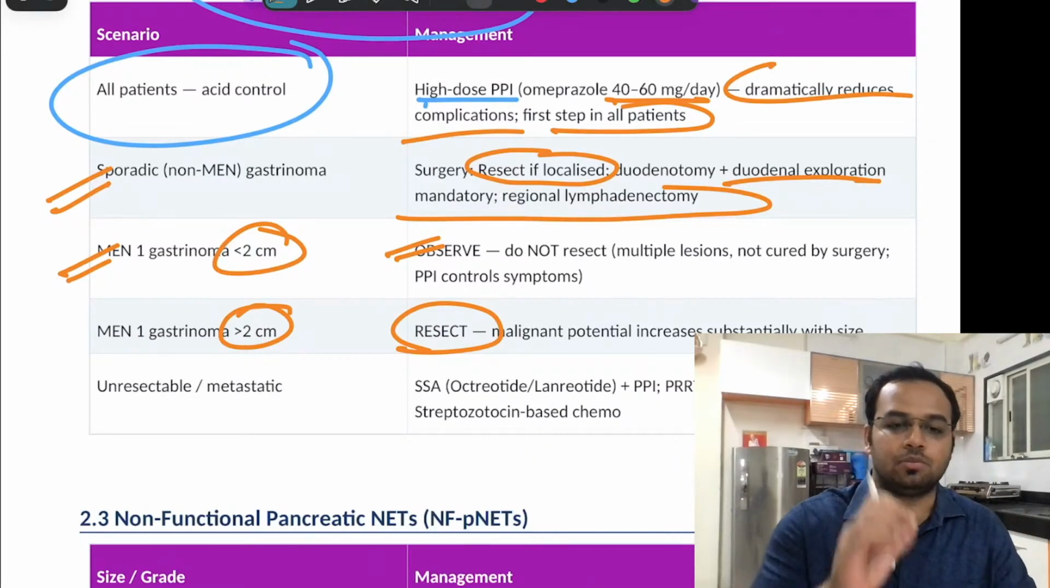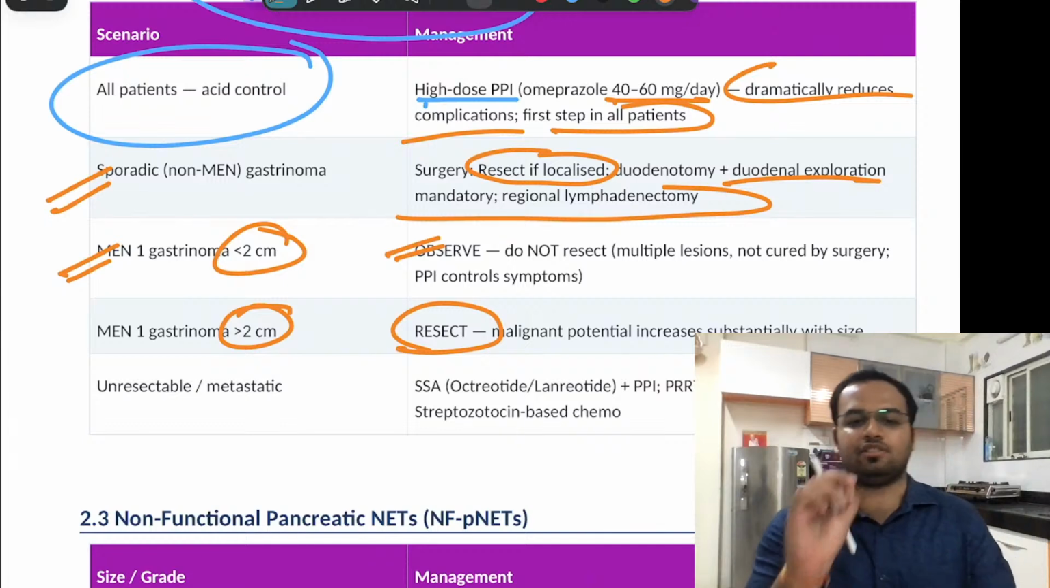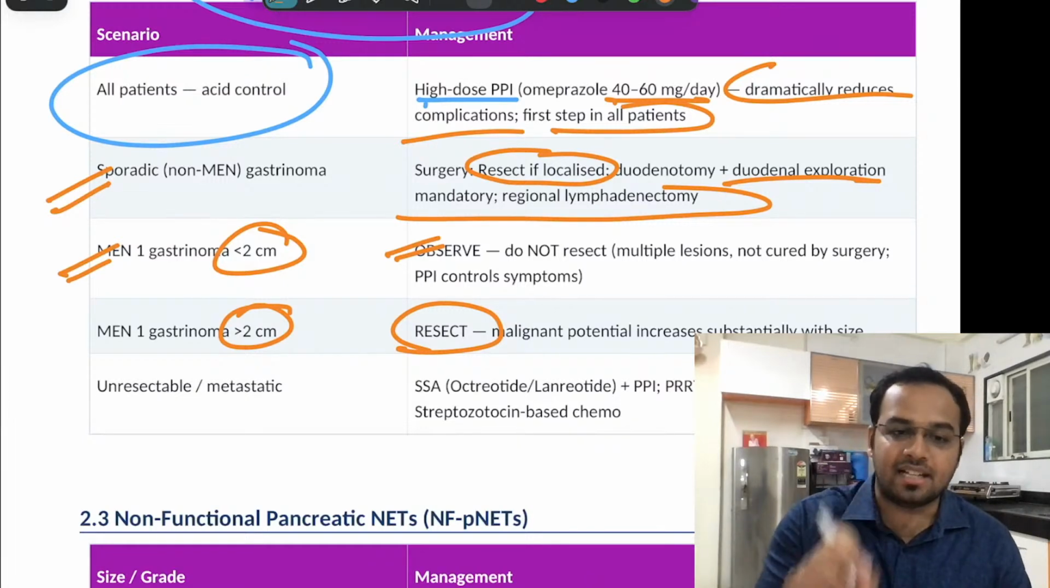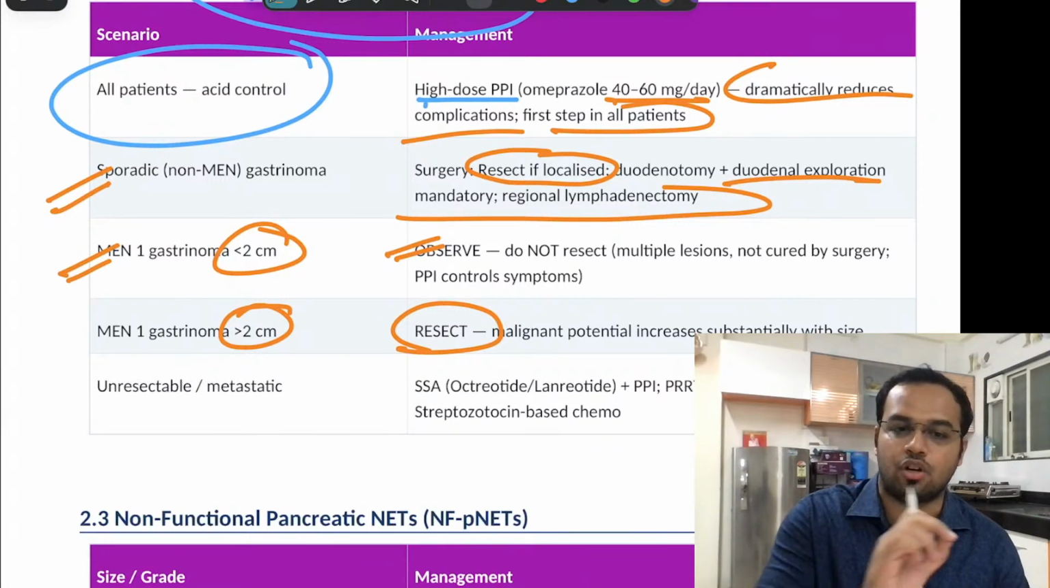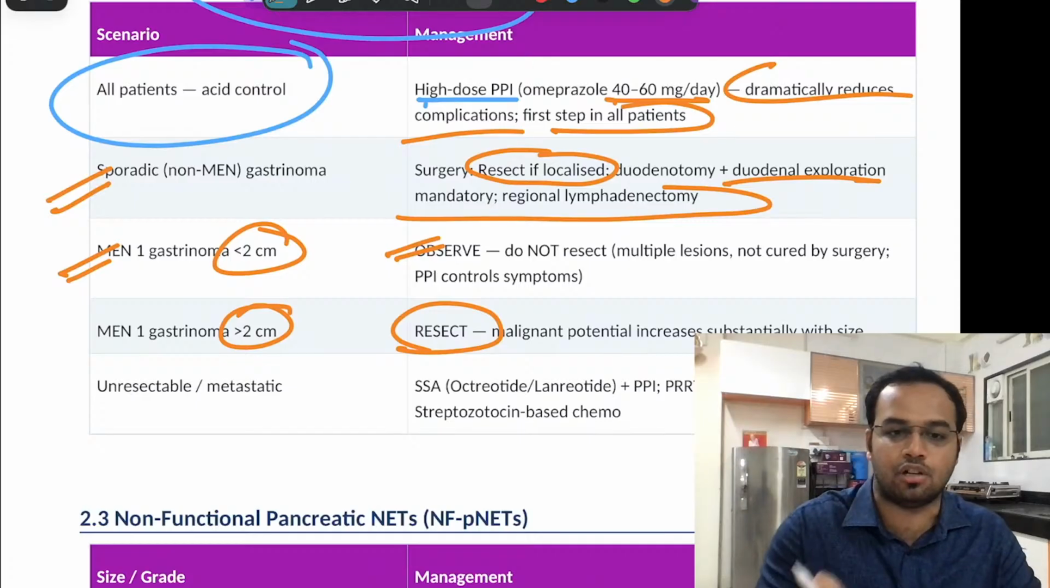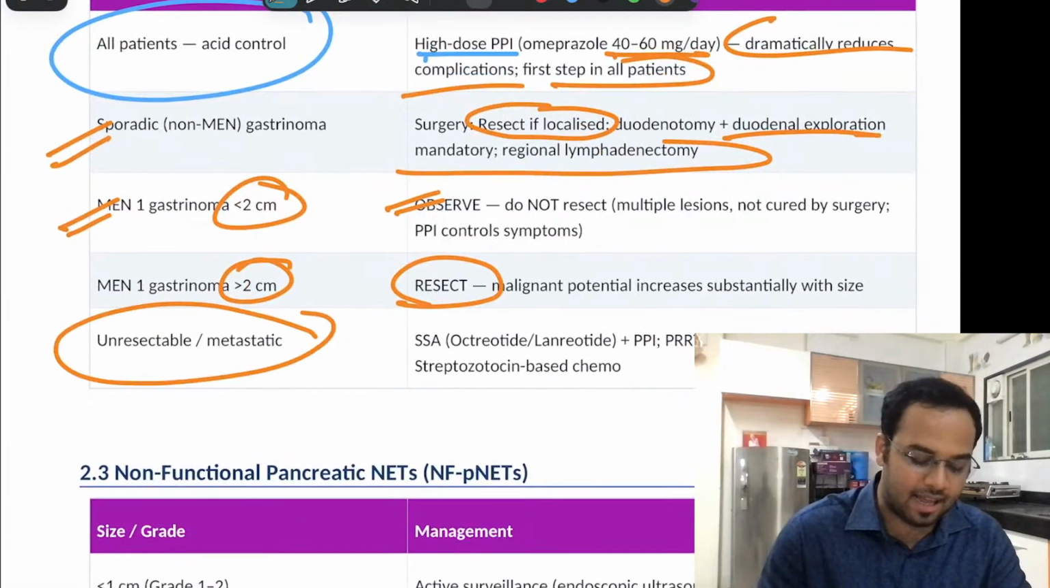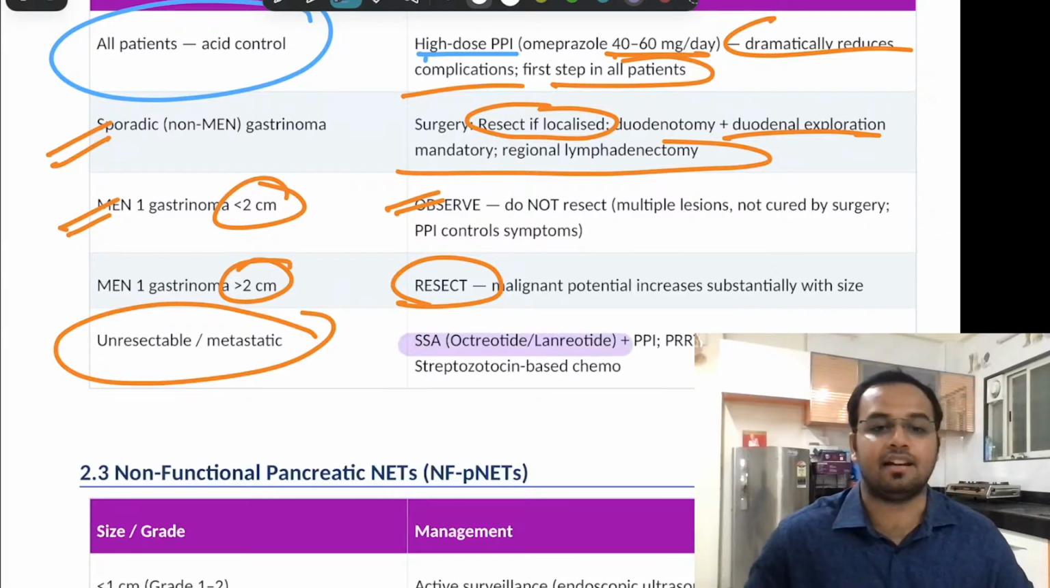So in MEN syndrome, small duodenal gastrinomas, you need not resect. But a pancreatic neoplasm, any pancreatic gastrinoma is always resected, any sporadic is always resected, any more than 2 cm always resected. And if unresectable, then again give the patient a somatostatin analog.